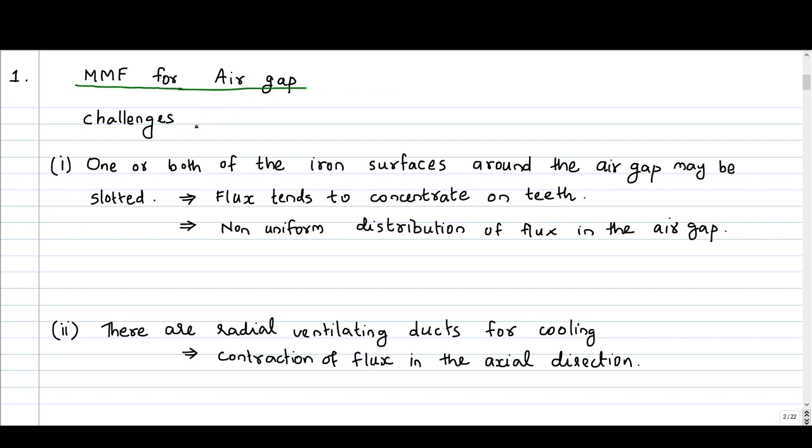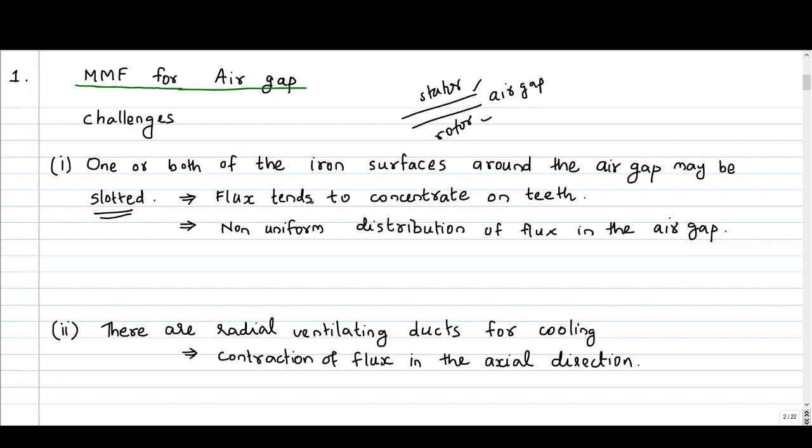Mainly there are three challenges. The first challenge is, all of you know that the air gap is between stator and rotor. Either the stator will be slotted, or the rotor will be slotted, or both will be slotted. It may not be a smooth iron surface. One or both of the iron surfaces around the air gap may be slotted. So what is the consequence? Flux tends to concentrate on the teeth. I will explain this point with the help of a diagram later.